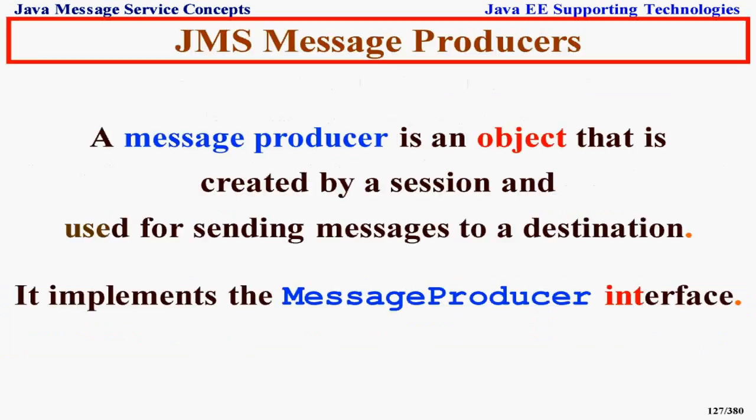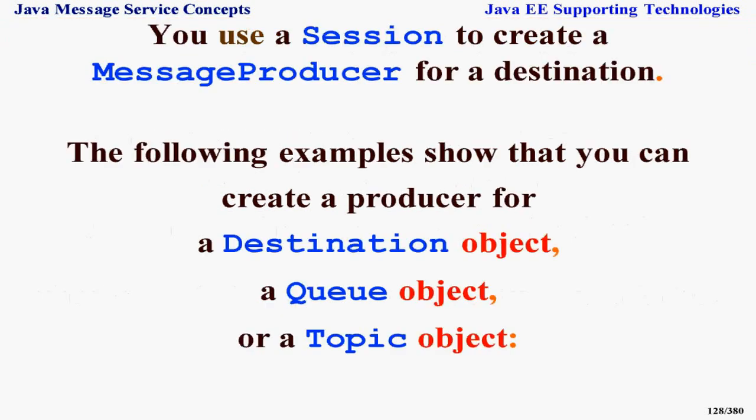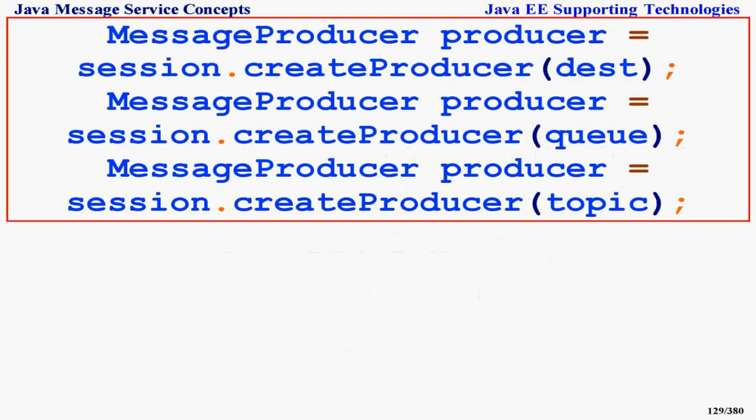applications. JMS Message Producers. A message producer is an object that is created by a session and used for sending messages to a destination. It implements the MessageProducer interface. You use a session to create a message producer for a destination. The following examples show that you can create a producer for a destination object, a queue object, or a topic object.